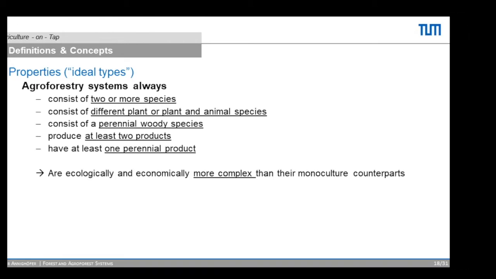And another characteristic of agroforestry systems is simply that they are more complex than their monoculture counterparts in view of managing these systems. The reason for this is simply that you are dealing with the requirements and the ecology of different species and trying to match these, which simply always is more complicated than only dealing with one species.